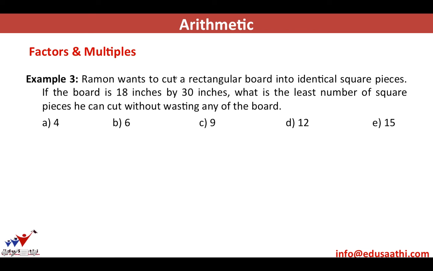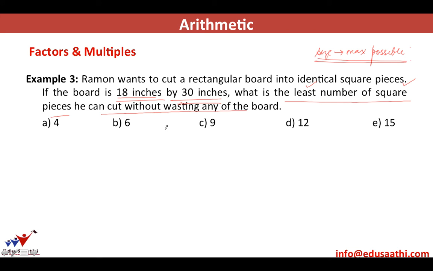Third question. Raman wants to cut a rectangular board into identical square pieces. If the board is 18 inches by 30 inches, then what is the least number of square pieces he can cut out without wasting any of the board? Now, he wants to cut the least number of square pieces. If the number is least, that means the size has to be the maximum possible.